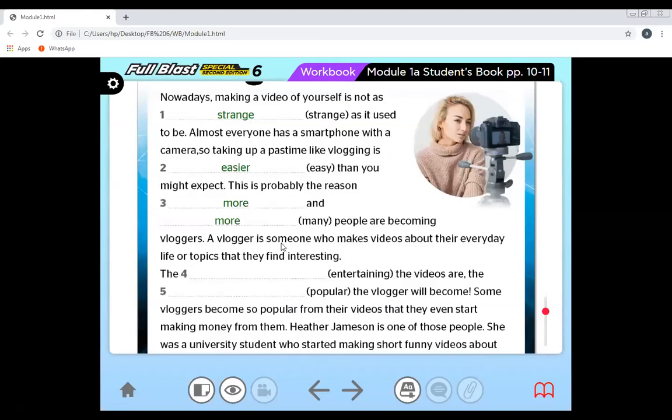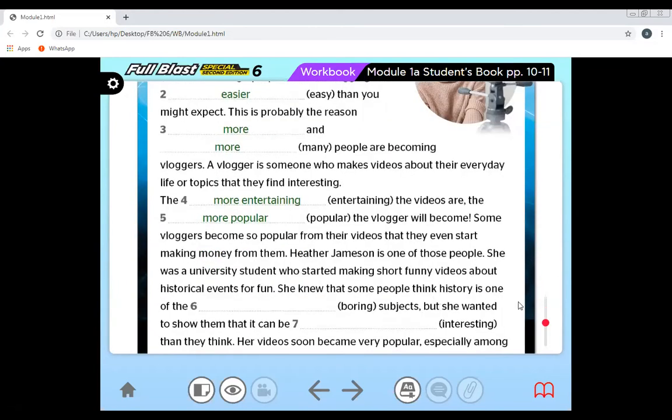More people are becoming vloggers. A vlogger is someone who makes videos about their everyday life or topics that they find interesting. The videos are comparative, so it will be the more entertaining, the more popular. Why? Because they are long adjectives. We use the more, the more. Some vloggers become so popular from their videos that they even start making money from them.